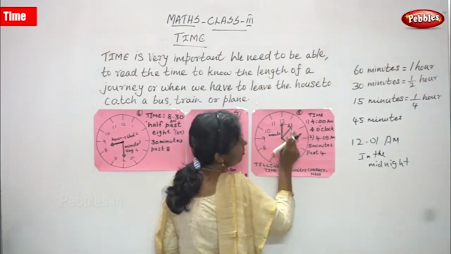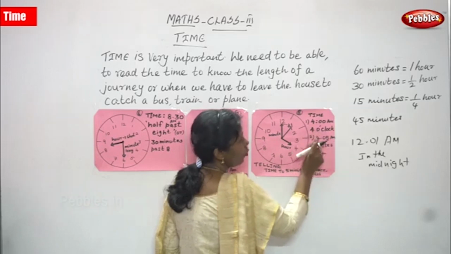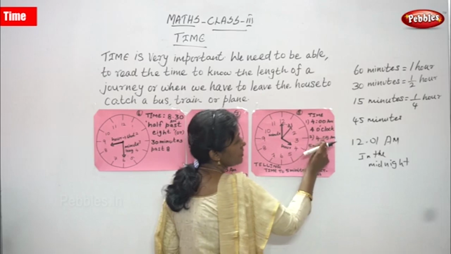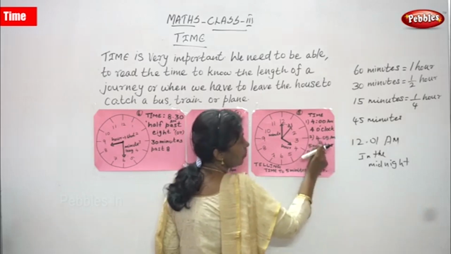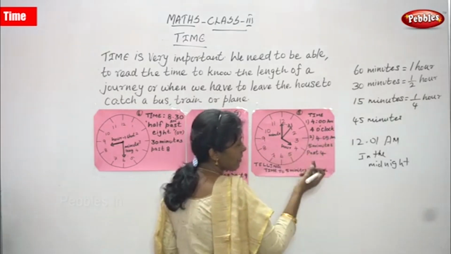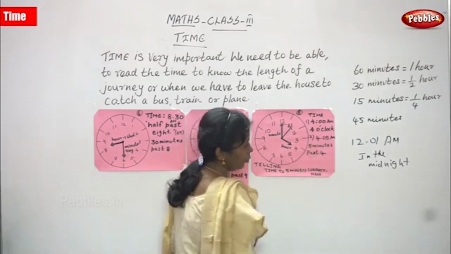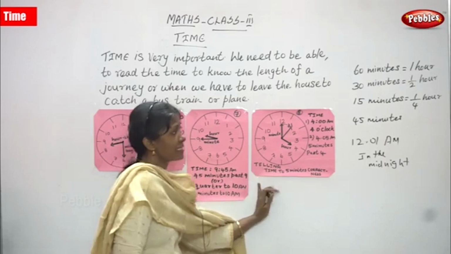Now the time is what? 4:05, that is 4.05 a.m. How are we going to write it? 4.05 a.m. While you say 4 hours 5 minutes, otherwise we can say 5 minutes past 4. I think you understand the sum very clearly.